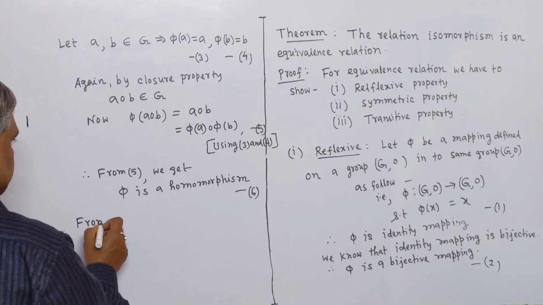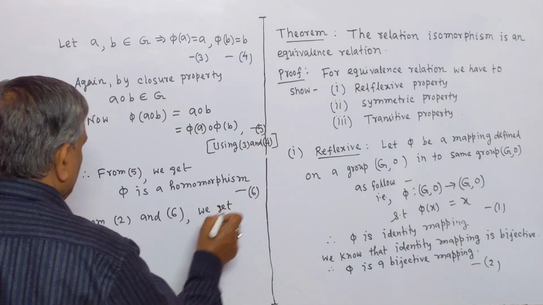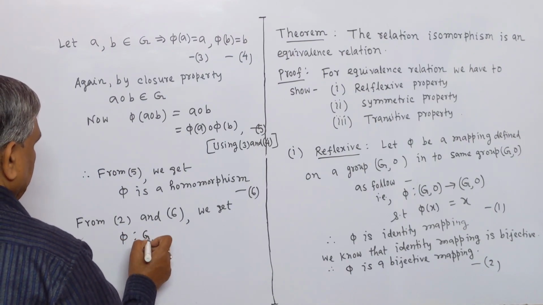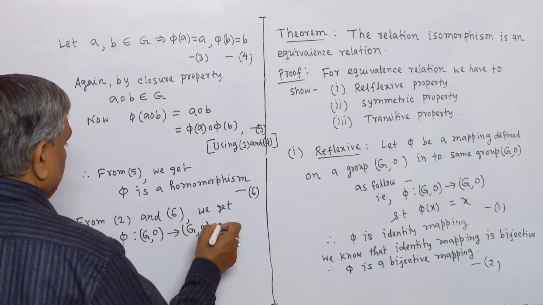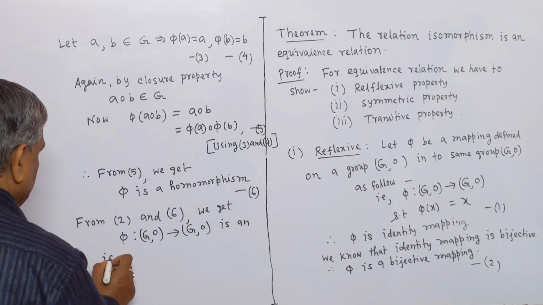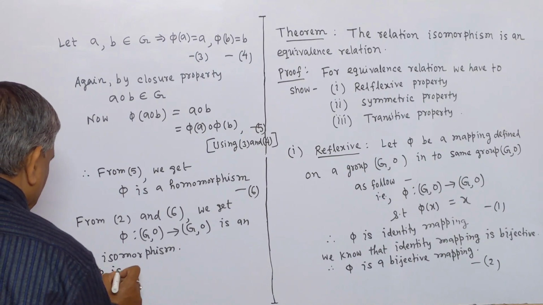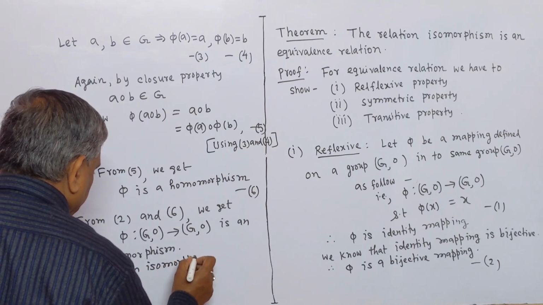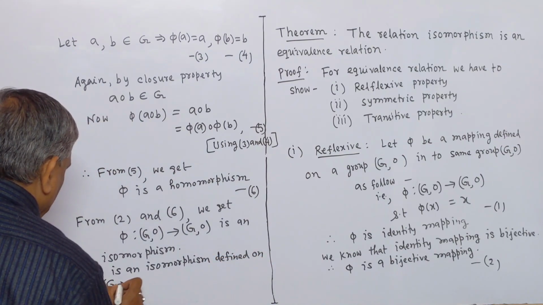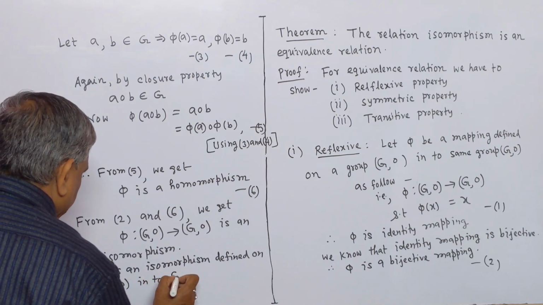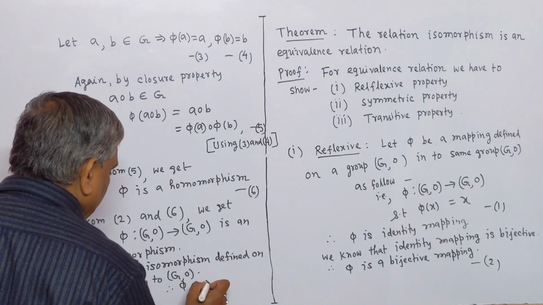From 2 and 6 we get phi defined on G with given binary operation O to G with given binary operation O is an isomorphism. That is, phi is an isomorphism defined on G with given binary operation into the same G with given binary operation. Therefore, phi is reflexive.